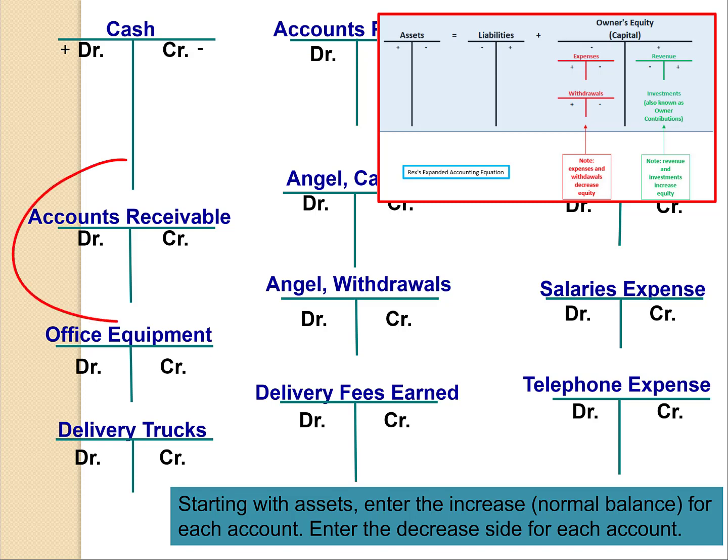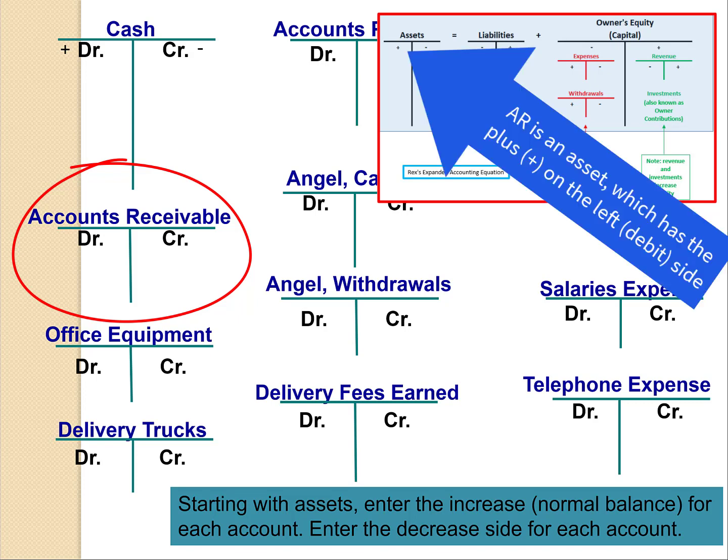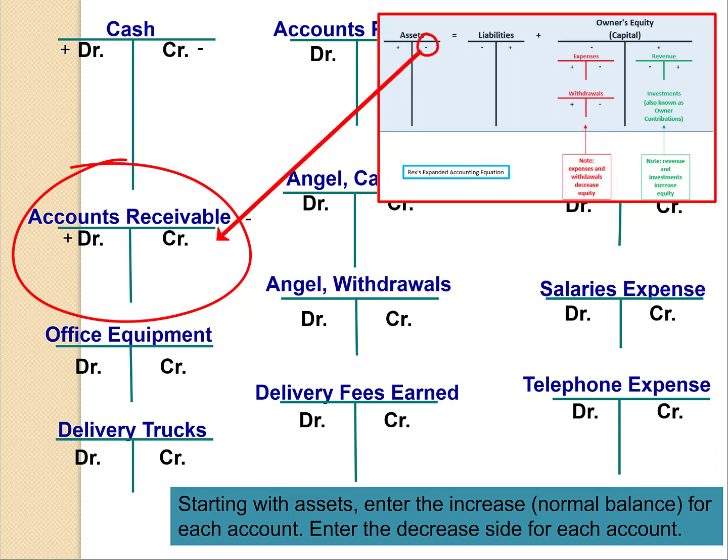Now let's figure out the plus and minus side for accounts receivable. What type of account is accounts receivable? It's an asset. So which side do assets increase on? The left side, the debit side. So I'm going to put a plus on the debit side, which means the credit must be the minus sign.